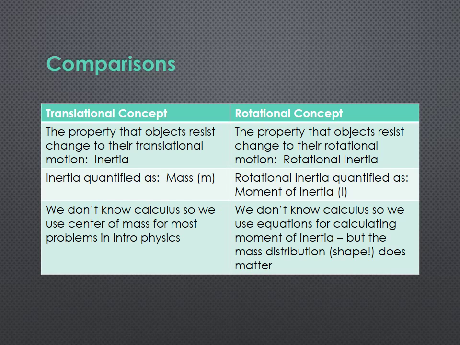And in both cases, we don't know calculus, all right? So for translational motion, we use center of mass and treat things as a point mass for most of our problems in introductory physics. In rotational motion, we don't know the calculus, so we get the equations, but the mass distribution, otherwise known as the shape, does matter when we're considering how difficult it is to change the rotational motion of an object.